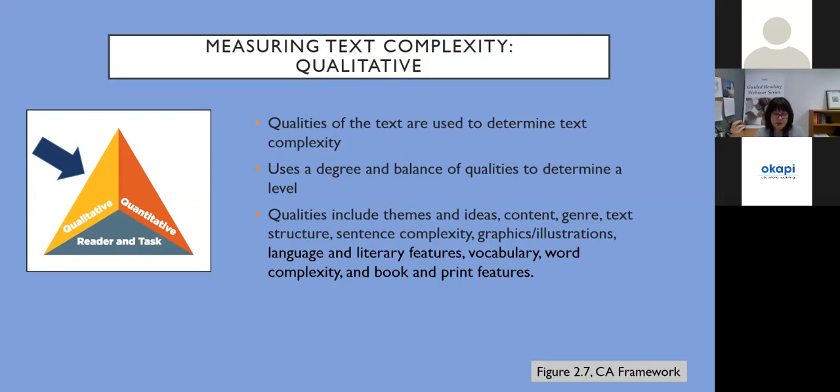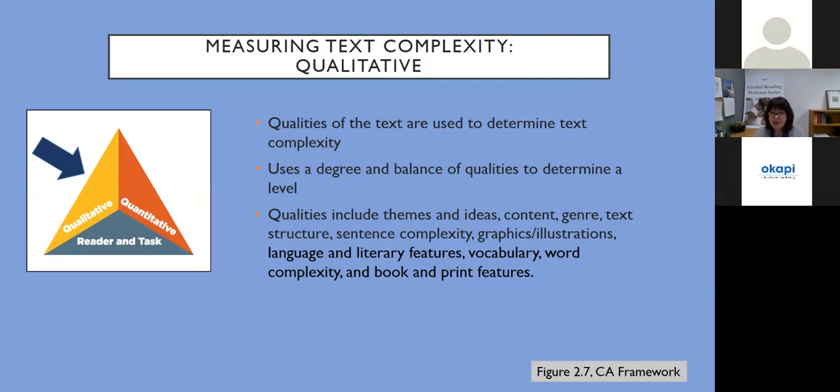Text structure is another qualitative factor, and this is looking at how the text is organized. Typically, in a narrative, it's going to use a chronological ordering, whereas if you're in nonfiction, it might use chronological, but it could also be problem solution or cause and effect. Or it could be a combination of those as well.